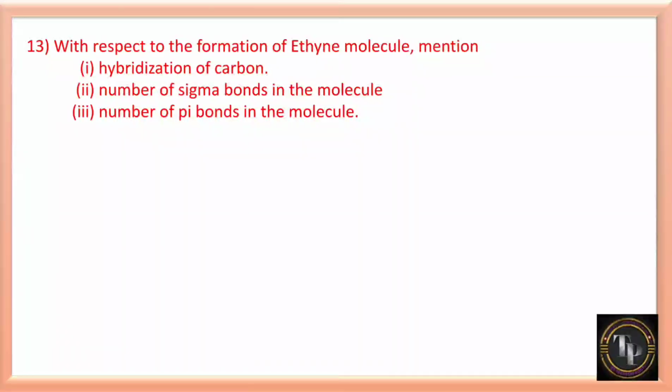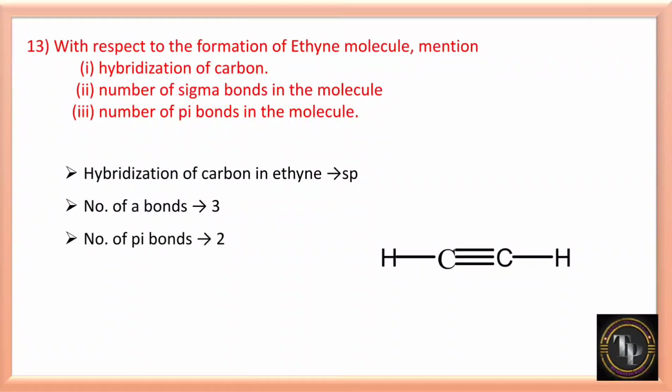Question number 13. With respect to formation of the ethyne molecule, mention the hybridization of carbon. Number of sigma bonds in the molecule, number of pi bonds in the molecule. Hybridization of the carbon atom: I told you any carbon atom having a triple bond is always sp. And how many bonds are there? Sigma bonds: 2 C-H sigma bonds are there, and one is from the triple bond.